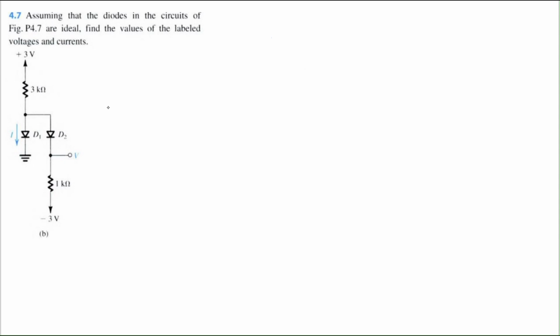Now let's solve circuit B. It's very similar to circuit A, except they just changed the values of these resistors. So again, we're going to start off with our assumptions. We'll just say that for now, D1 and D2 are both conducting. This may not be true, but we're going to solve for V and I, and we're going to check for any contradictions.